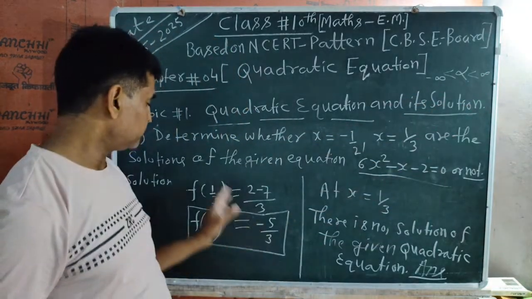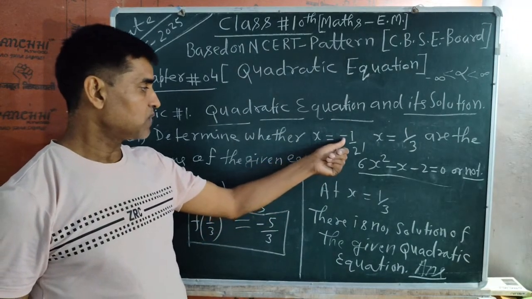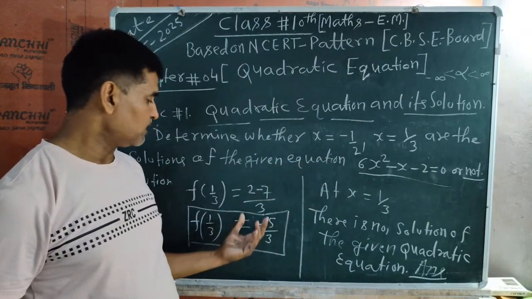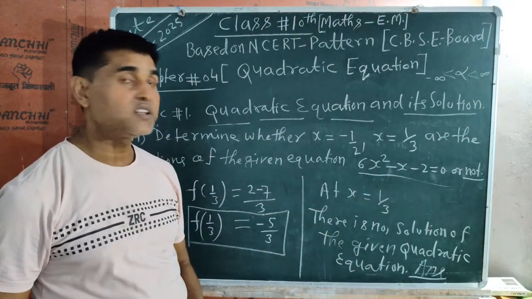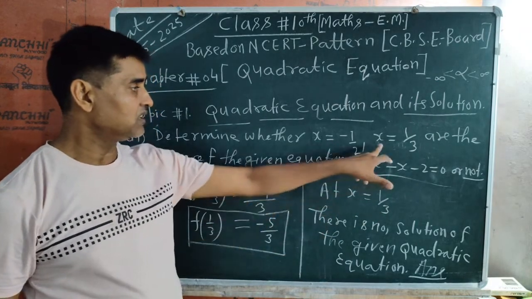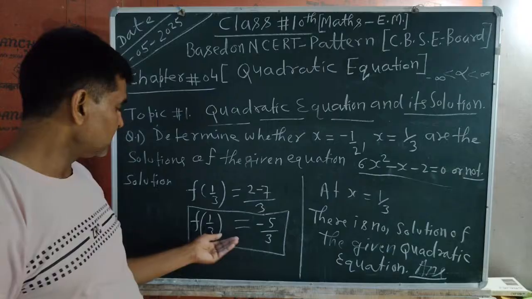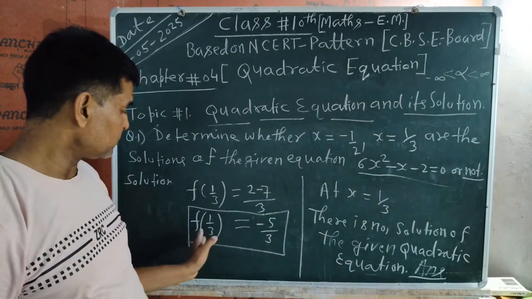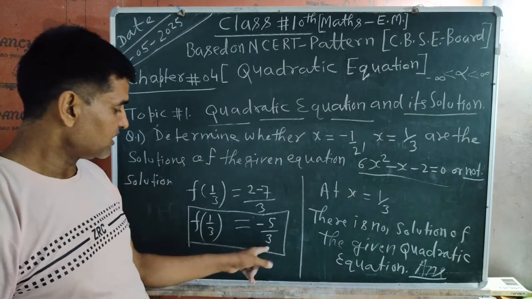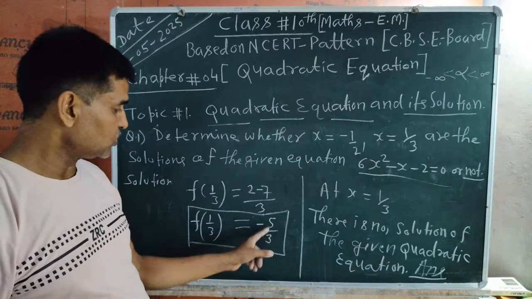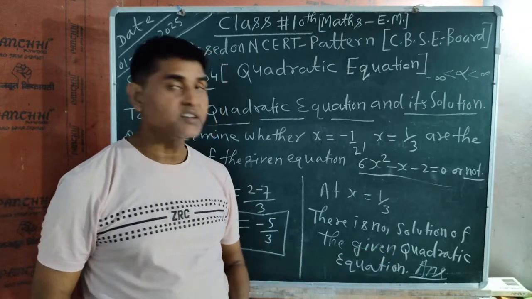Okay student, so you have to put the value of alpha at the given point, that is minus 1 by 2. After calculating, you will get its value as 0. It means that that point is the solution of the given quadratic equation. If it is not 0, here I am putting the value of x which is equal to 1 by 3. After calculating, on the left hand side I have written f of 1 by 3 which is equal to minus 5 by 3. It means that it is not 0 at x is equal to 1 by 3. So I will write there is no solution of the given quadratic equation.